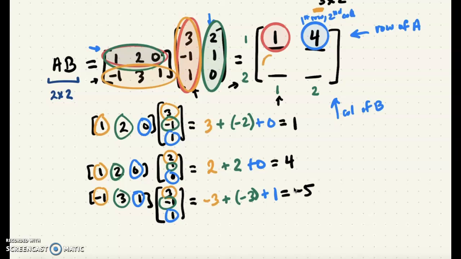So in the second row, first column, we took the dot product of the second row of A, first column of B. That gave us this spot. So that gave us a negative 5.